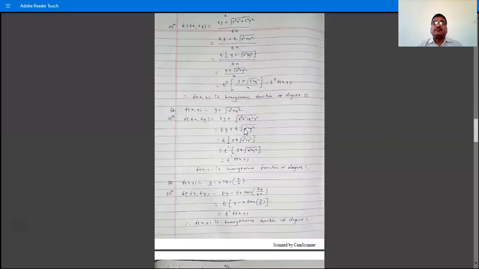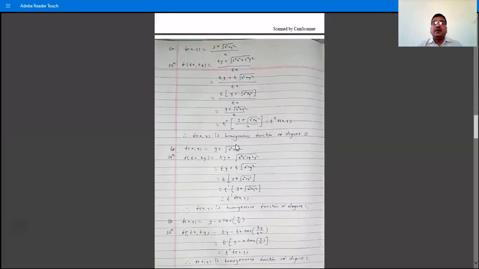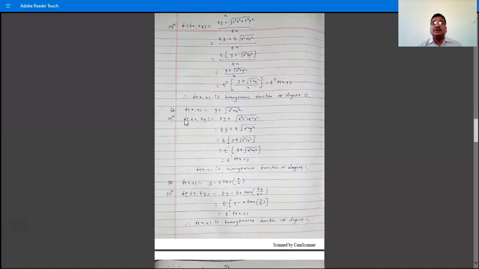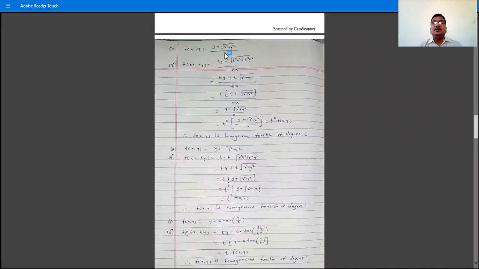So if we check whether y plus root x square plus y square is a homogeneous function, find f(tx,ty), which is t raised to 1 f(x,y). So this y plus root x square plus y square is expressed in the form t raised to 1 f(x,y). So this is a homogeneous function of degree 1. Divided by x is a homogeneous function of degree 1. So the degree of the whole function is 0. Degree of numerator is 1, degree of denominator is 1, and so the degree of the whole function is 1 minus 1, that is 0.